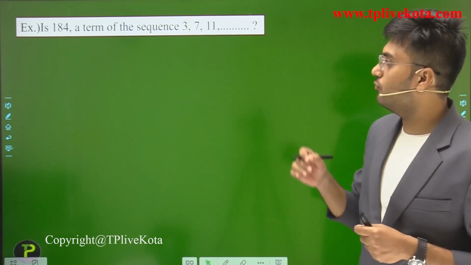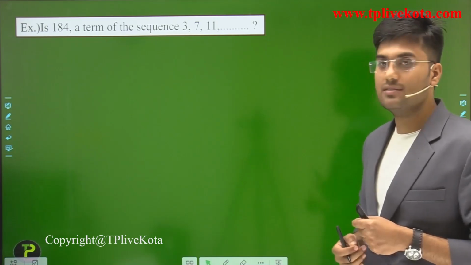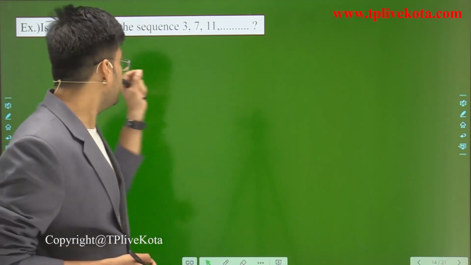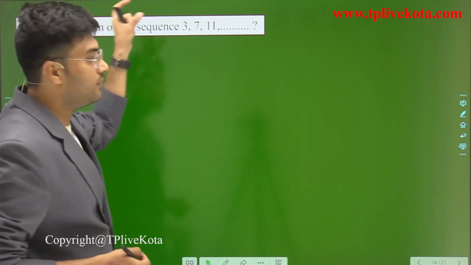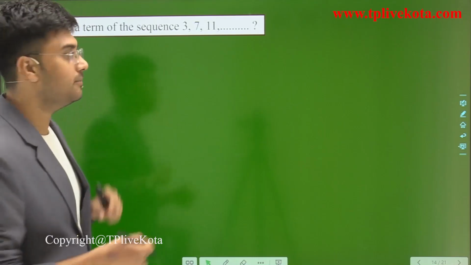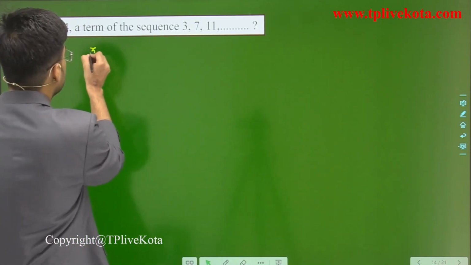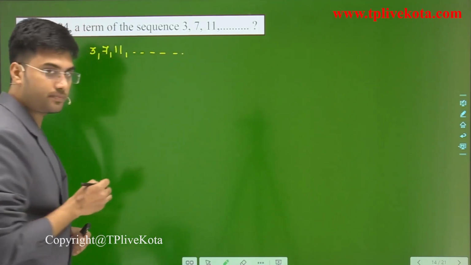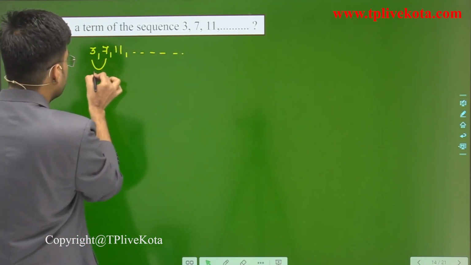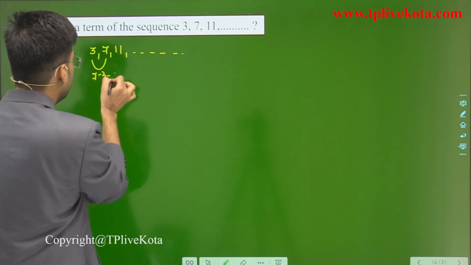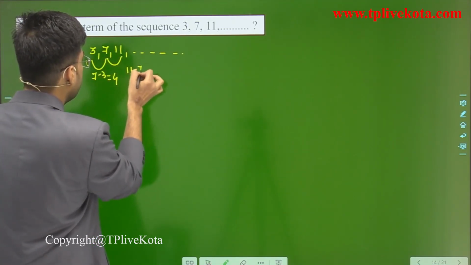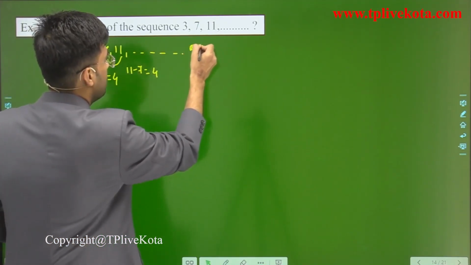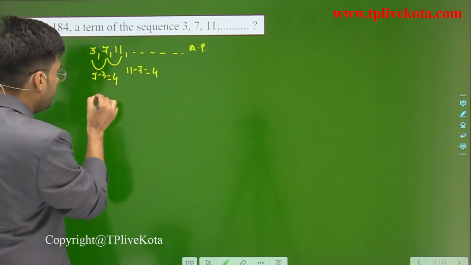Here, is 184 a term of the sequence? Here students, we have to find whether this number is a term of this sequence or not. Clear? So the sequence is 3, 7, 11 and so on. Here the difference of 7 and 3 is what? 4. 11 and 7 is again 4. So we can say that this is an AP.